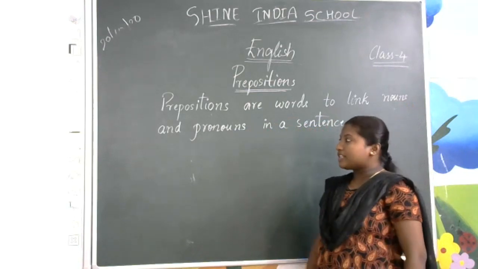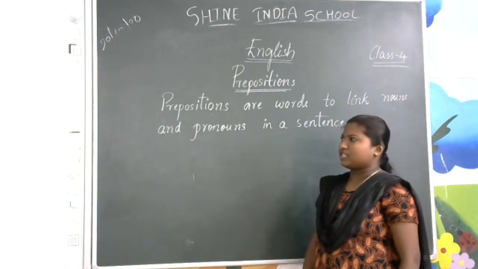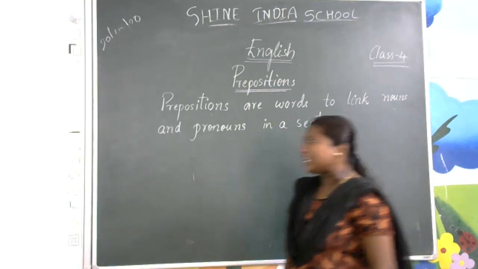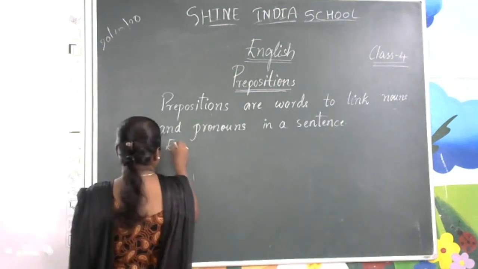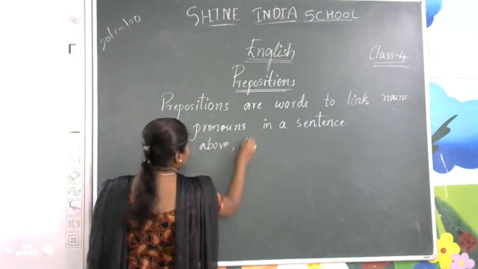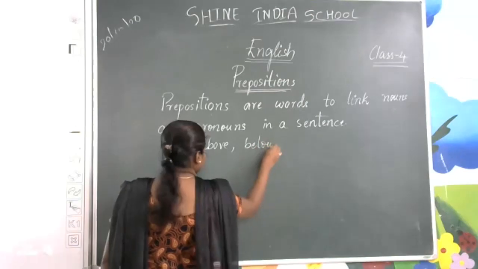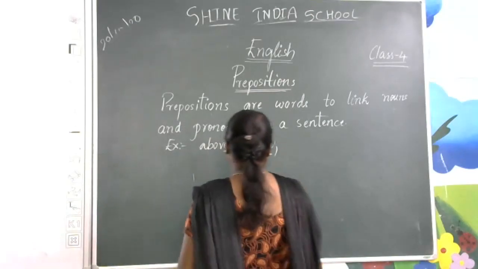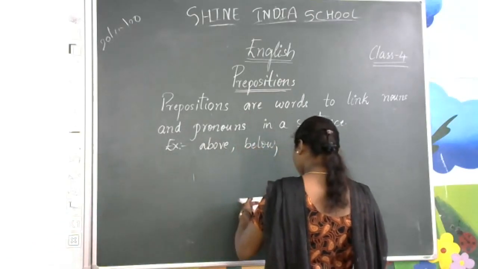Then I said there are types of prepositions. Before that, we will see the examples of prepositions. Just a few examples: above, below, next.